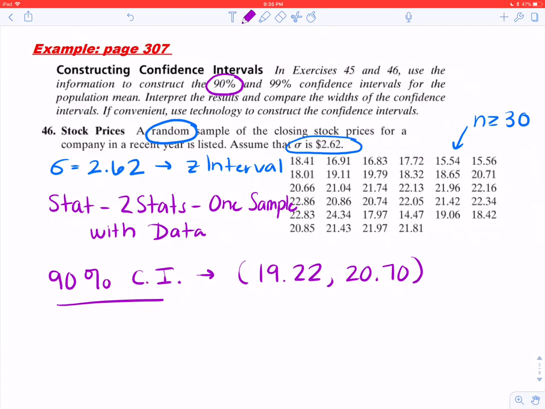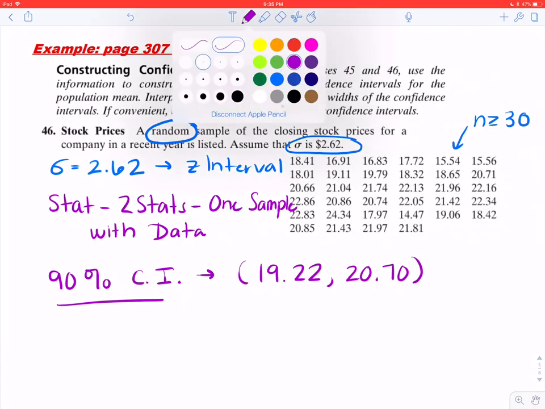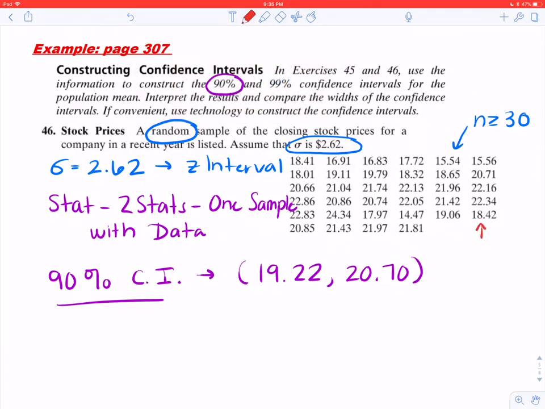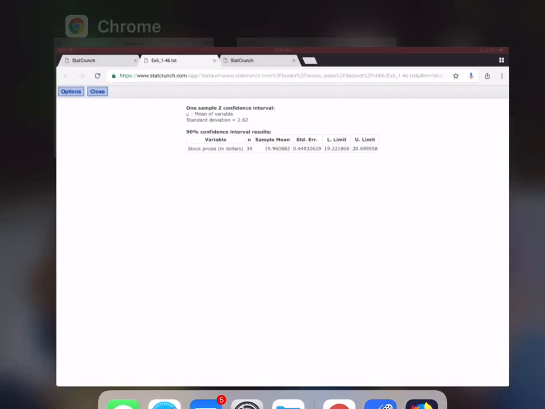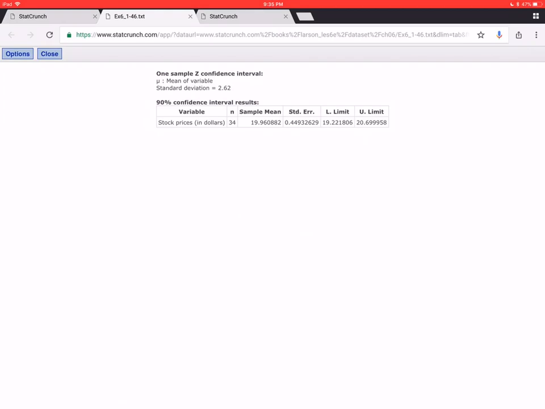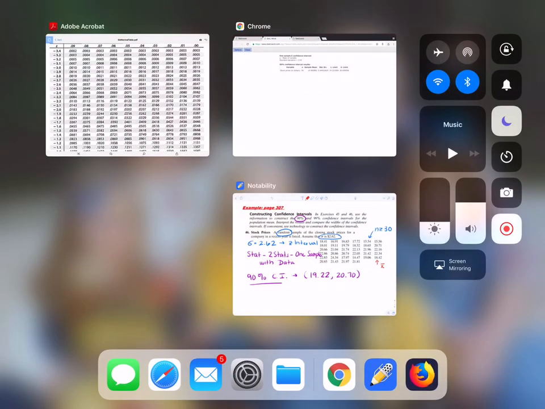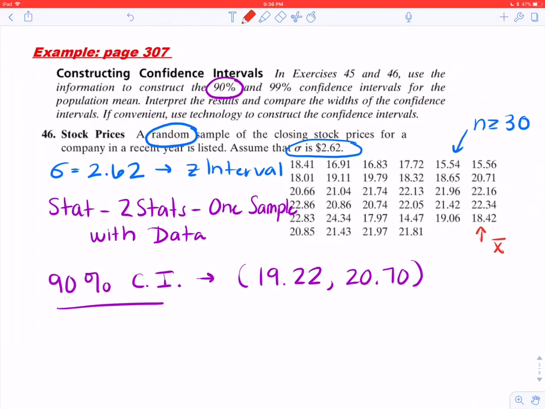So again, the interpretation here, we could calculate the mean for the values in this data set up here. That would be a value of X bar, but it would be the mean price only for that sample data set. And if you look back at your StatCrunch output, it actually tells you that. Sample mean is 19.96. That's the mean for just these values in our sample. All right, just the values right in here.